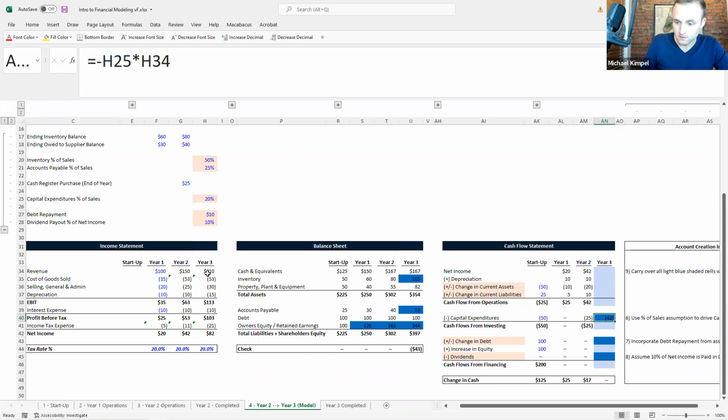Press enter. Give you all a second to do that. And what we're saying here is basically as we grow, we're probably going to have to buy more equipment. So we want to keep that proportional.